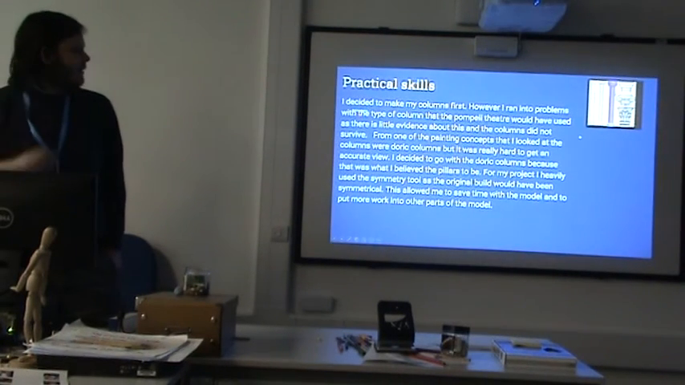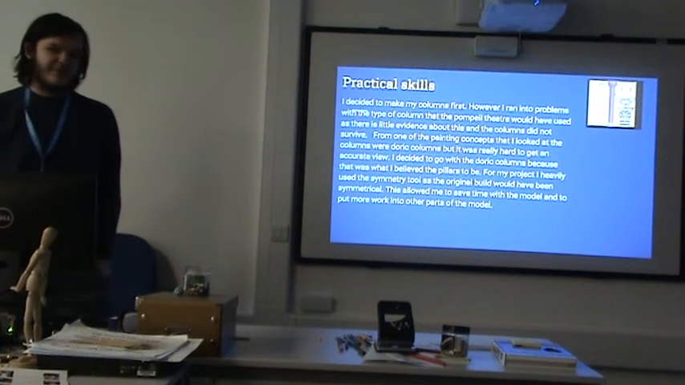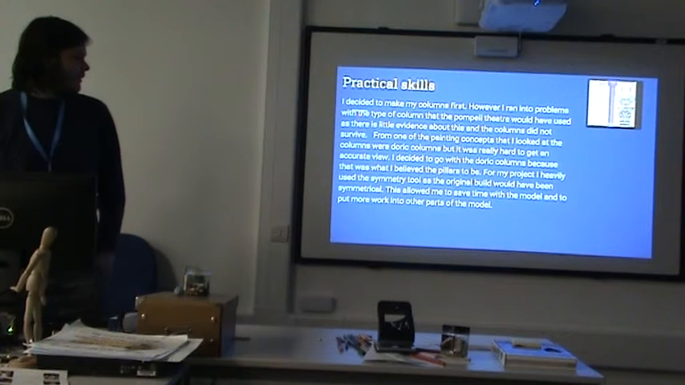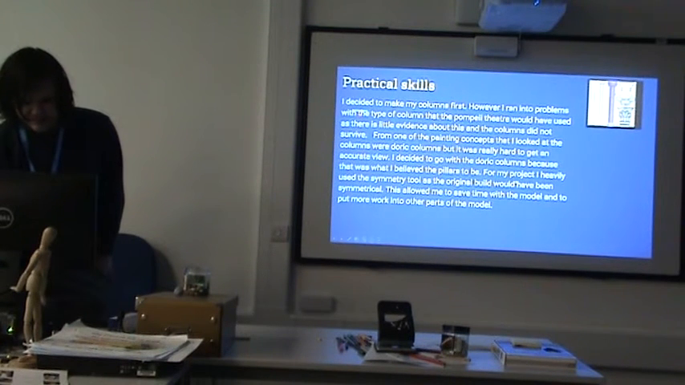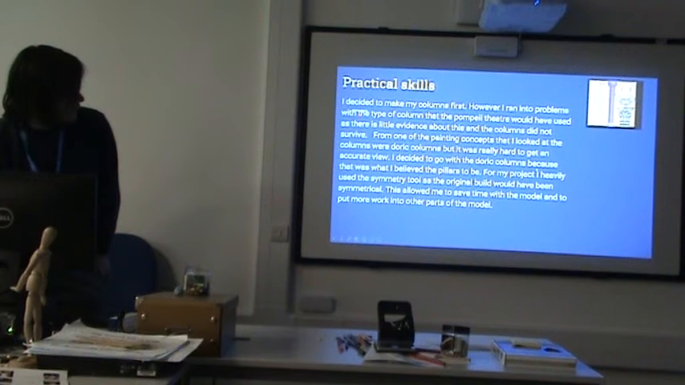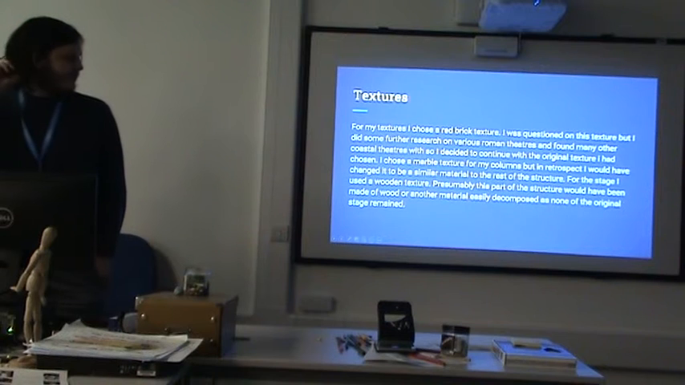I decided to make my columns first. I ran into problems with the type of columns that the theatre was using. I couldn't find what type of columns they used in the original. So for one of the painting concepts, it looked like Doric columns, so I decided to use those. I've used the clone tool a lot as the building was symmetrical, so I could just clone parts and move them out.